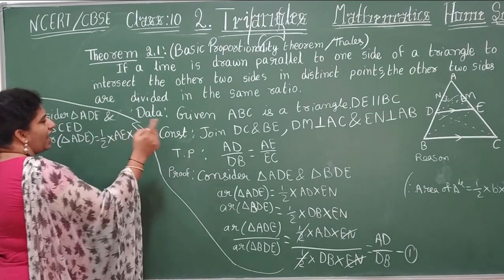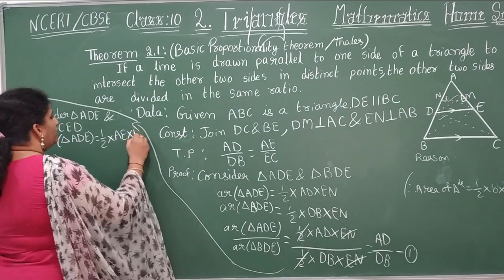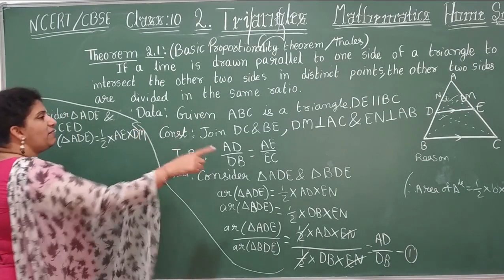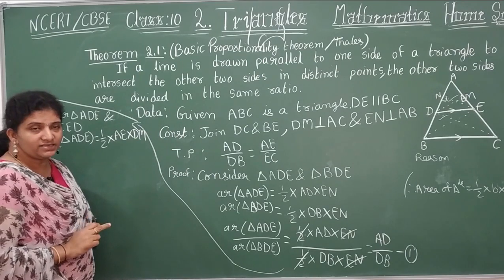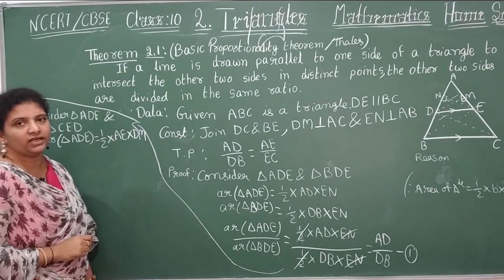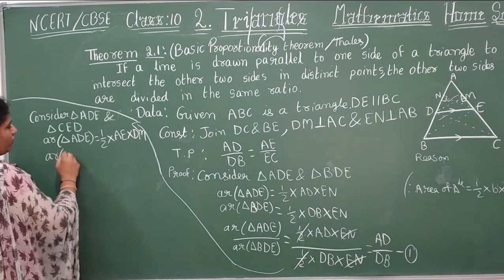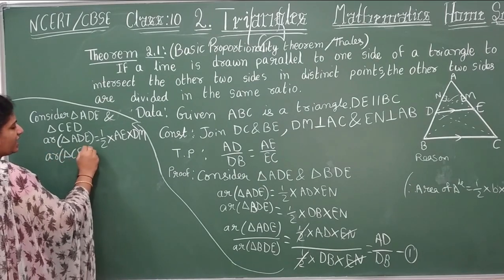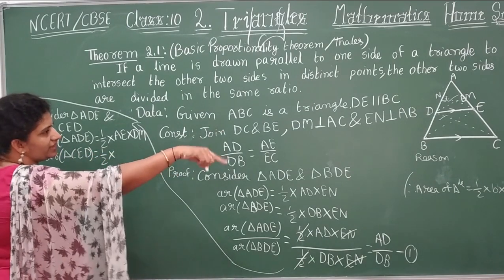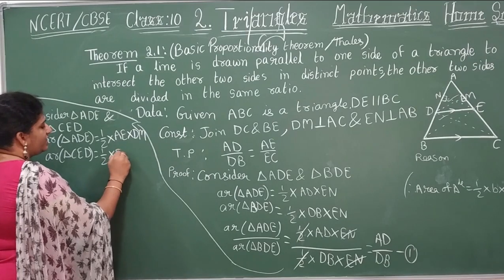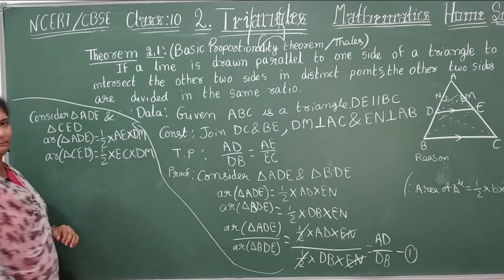Into, what is the height, children? There, what is the perpendicular? See there carefully. DM is perpendicular on AC. What is it? DM is perpendicular on AC. In the same manner, what is the area of the other triangle? CED, half into, what is the base of CED on that side? It is EC into the perpendicular DM.